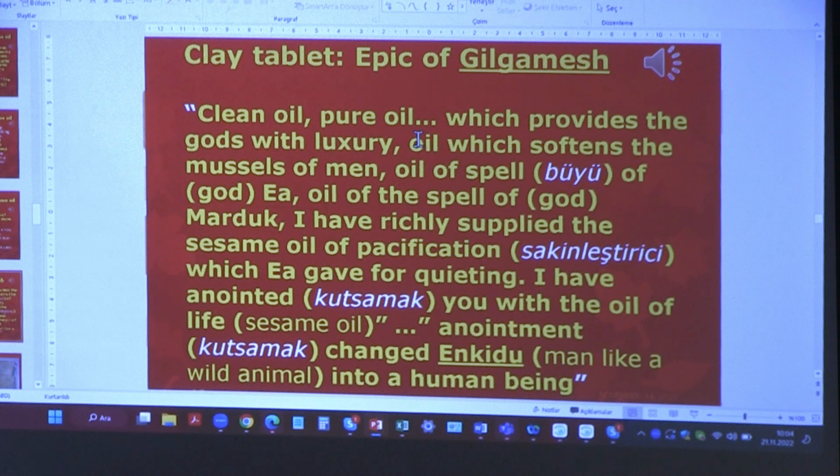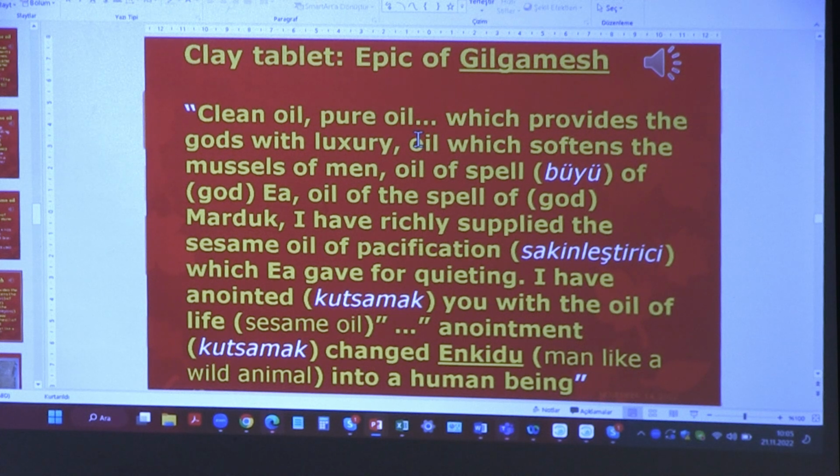So it says, clean oil, pure oil, which provides the gods with luxury, oil which softens the muscles of man, oil of spell of God Ea, see, spell of God, Tanrı'nın işte bir belası, bir büyüsü.